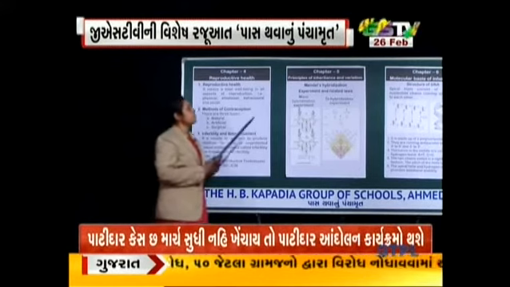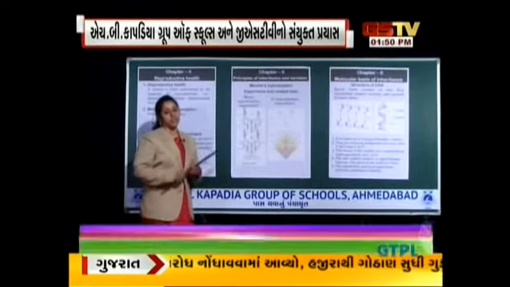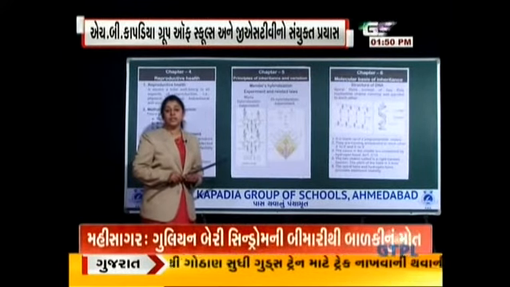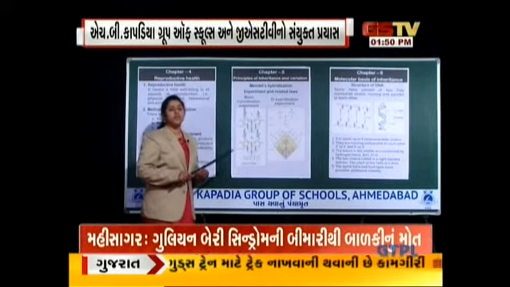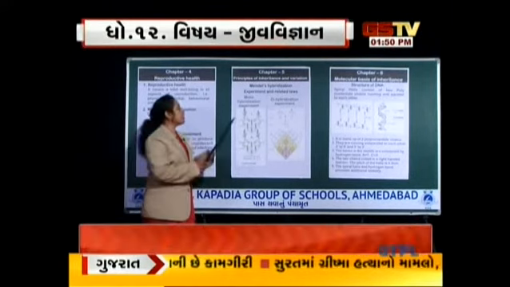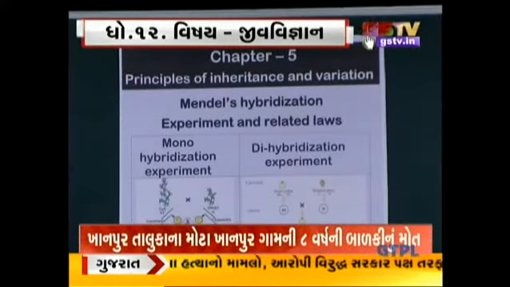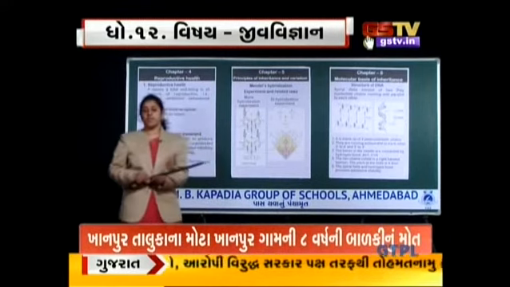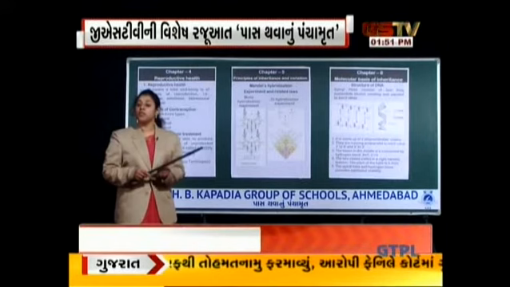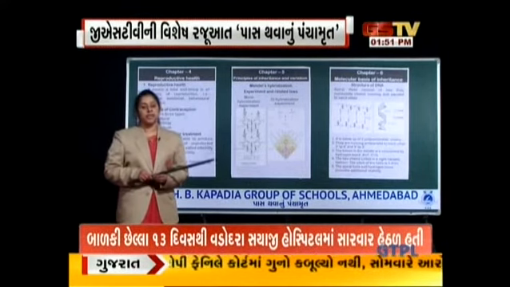Now we are moving to lesson number 5, that is principles of inheritance and variation. This chapter is very, very important as far as the weightage is concerned because you will get lots of questions, but we are discussing only a few topics in this session. First, I am going to tell you about monohybridization experiment. And what is monohybridization experiment? Mono means single. An experiment which is focusing on a single character at a time is called monohybridization experiment.